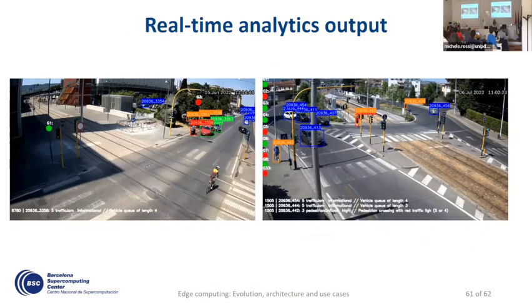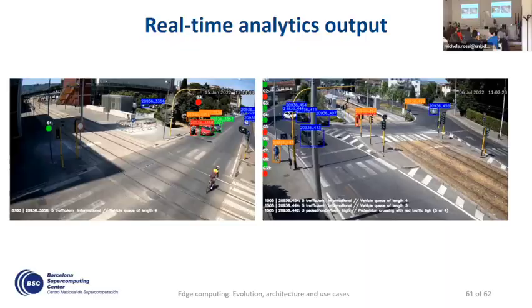So I will just show you an application we are developing in our project that has to do with monitoring an intersection in a smart city. So we have cameras installed on the street. We do object detection, tracking, etc. in real time. And then we determine the risk events.